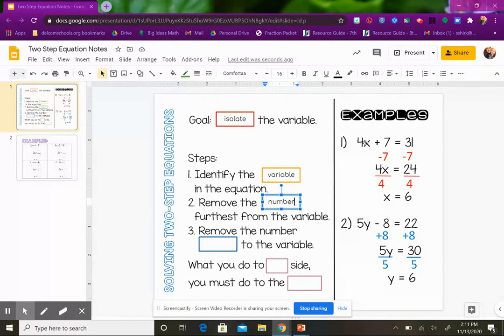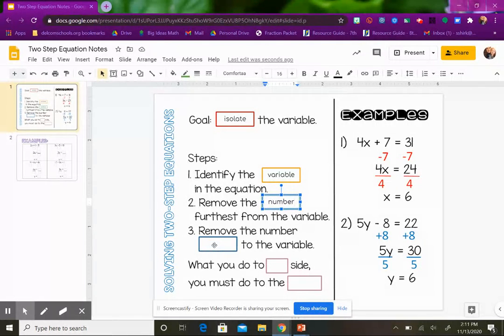So inverse operation is the opposite. To remove 7, you do the opposite. So I wrote minus 7 here. And then if you do it to one side, kind of like a teeter-totter, you have to keep it balanced. You do it to the other side. So 7 minus 7 cancels, and I have 4x left over is equal to 31 minus 7 is 24. So now I have 4x equals 24.